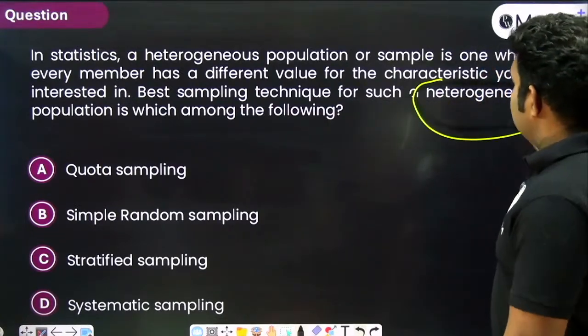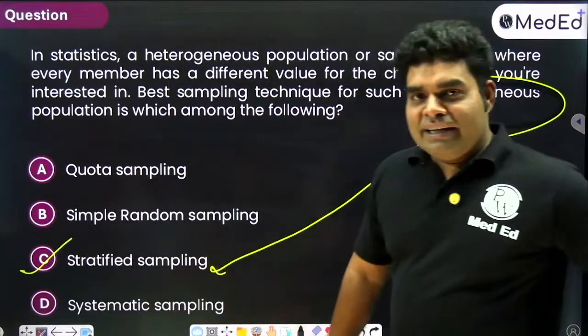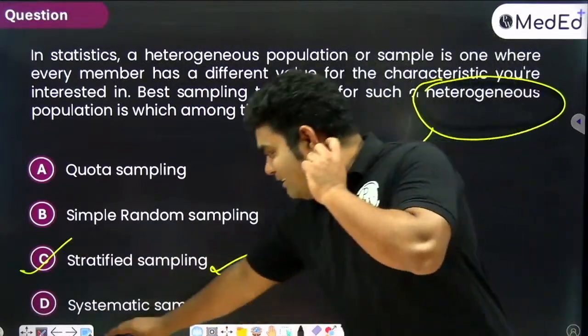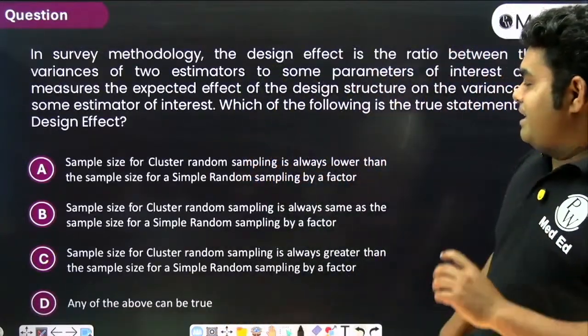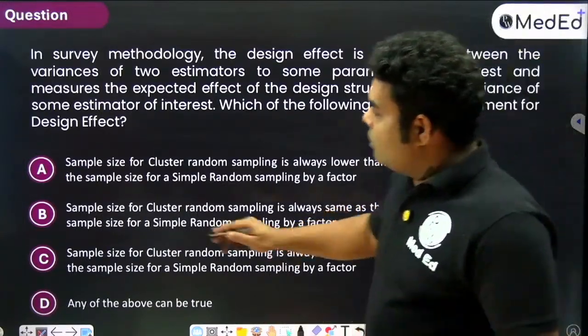So for heterogeneous, best is stratified random sampling. Okay, this is for heterogeneous. And then let's do this question. This is a bigger question. Let's understand it. They are asking what is design effect.